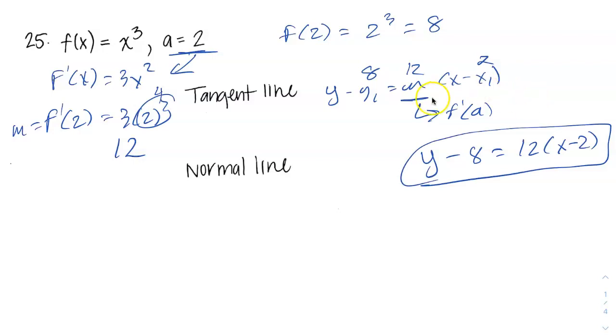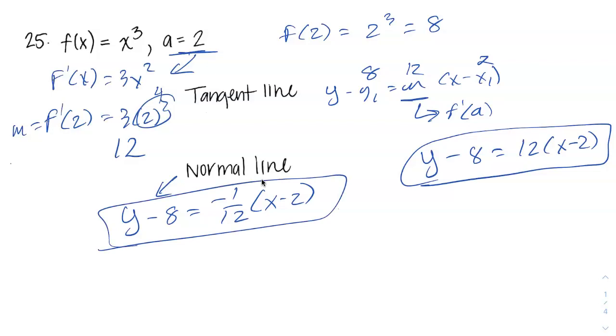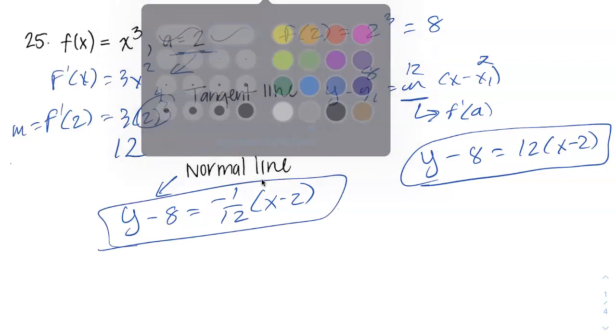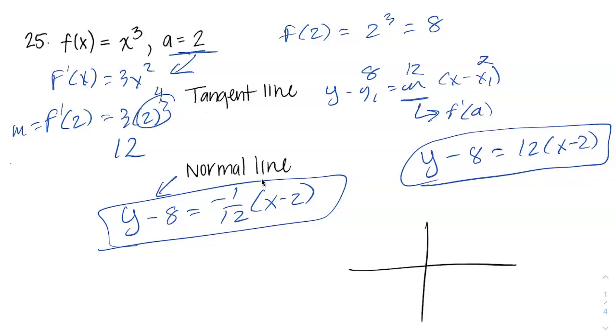You notice again, I don't put it in slope-intercept form unless they specifically ask you, which in AP Calc they rarely do. So you just leave it like that. It makes the normal line super easy. My normal line would be y minus 8 equals negative 1 over 12 times x minus 2. Done.